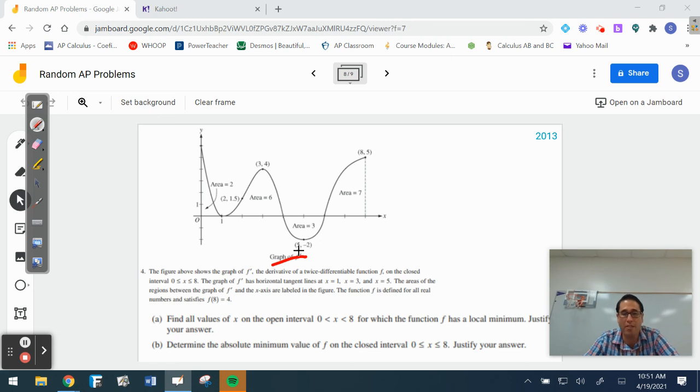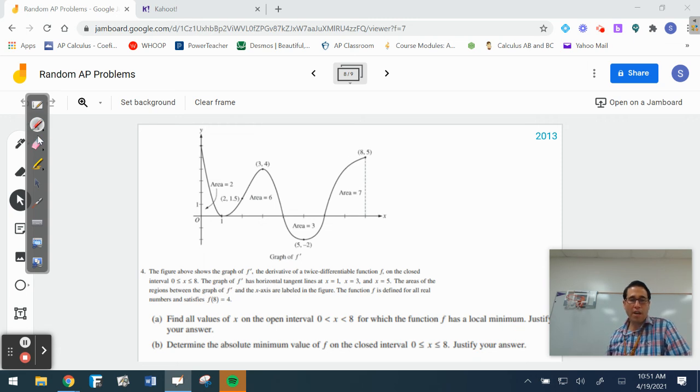The graph of f prime has horizontal tangents at 1, 3, and 5. Now, how do I know they're at 1, 3, and 5? Because there are horizontal tangents. They say that f prime has horizontal tangents. It's important to pay attention to that. The areas between the graphs are labeled in the figure. The function f is defined, and they give me an initial value. And it doesn't start at 0, it starts at 8, so that could be a little bit tricky.